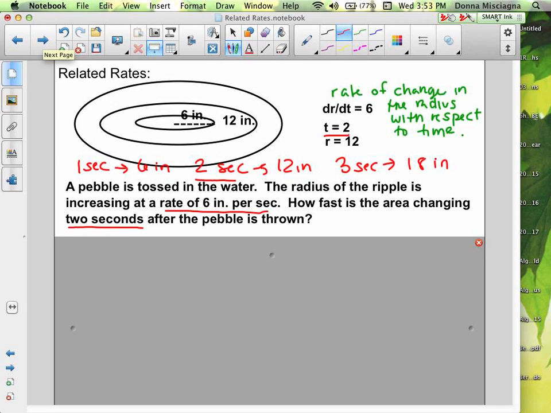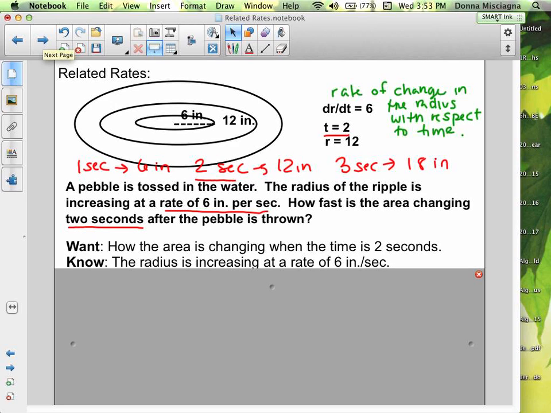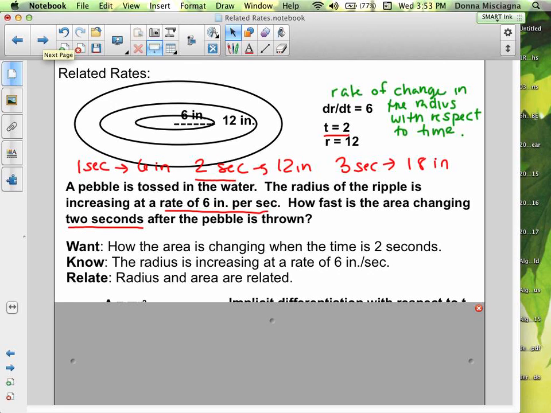How fast is the area changing? Okay, so we know the time, we know the radius, and we know the rate of change in the radius. What we're looking for is dA/dt. How is the area changing? Okay. We know the radius is increasing at a rate of 6 inches per second, and radius and area are related using our area formula. Now, very important, you want to take the derivative first.